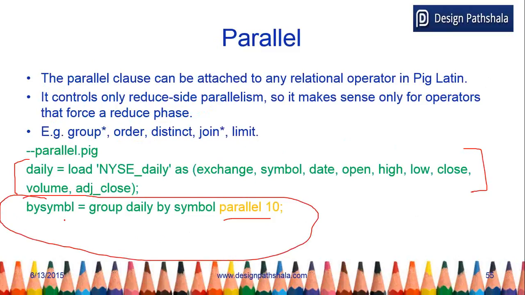And if I now dump this B by symbol, can anyone tell me how many files will be created if I say dump by symbol? Quick answer from every one of you. How many files will be created? 10. Yes. So 10 files will be created because 10 reducers will be doing this operation, one file for each reducer.